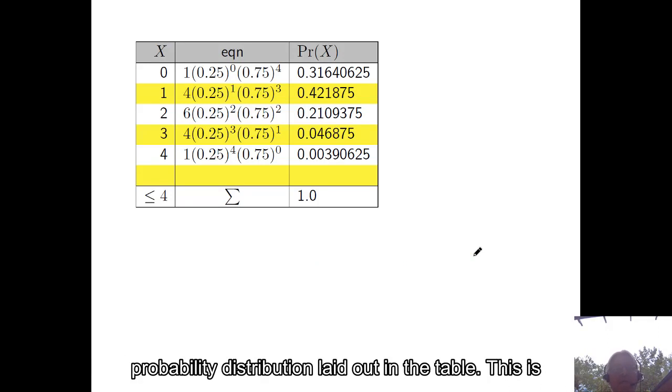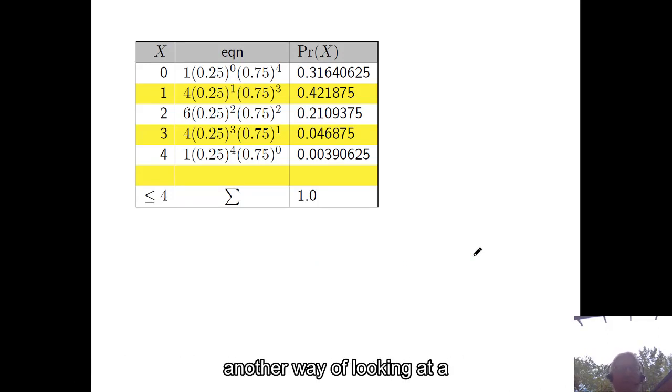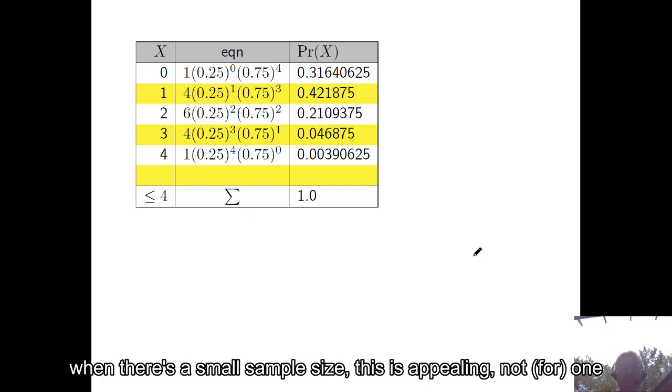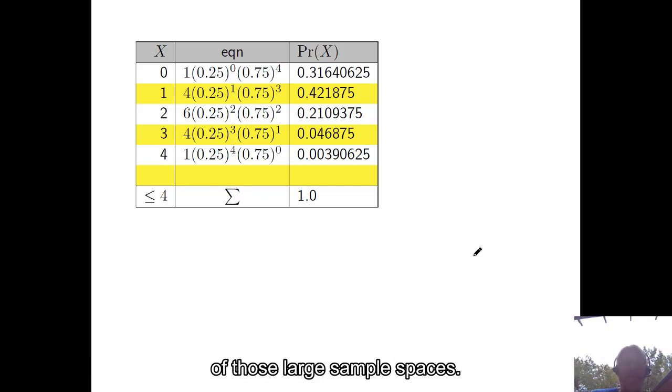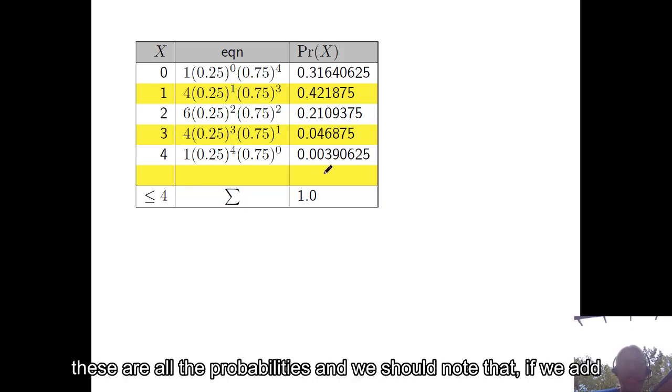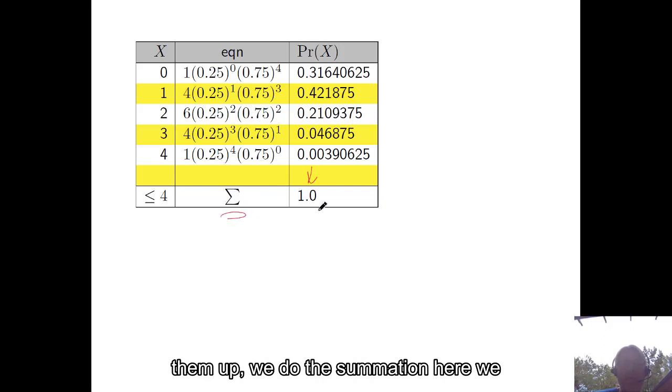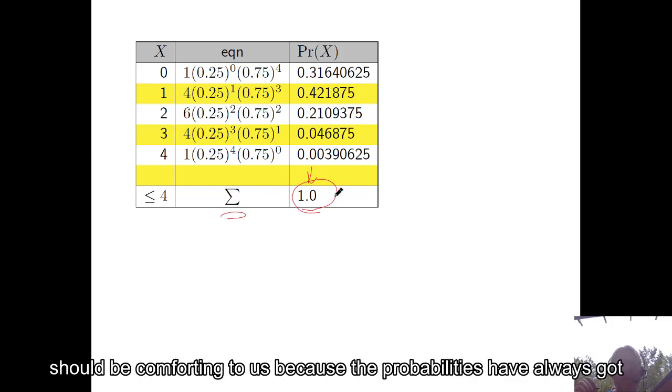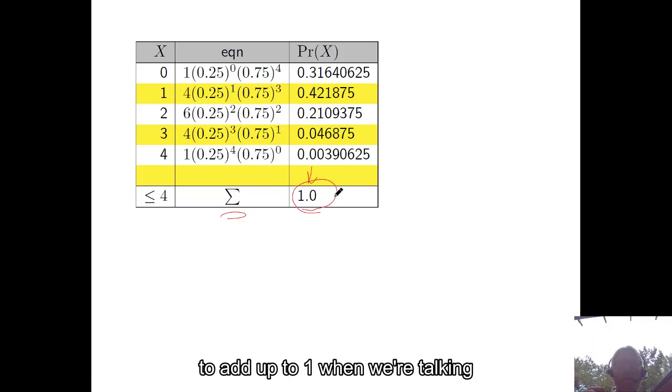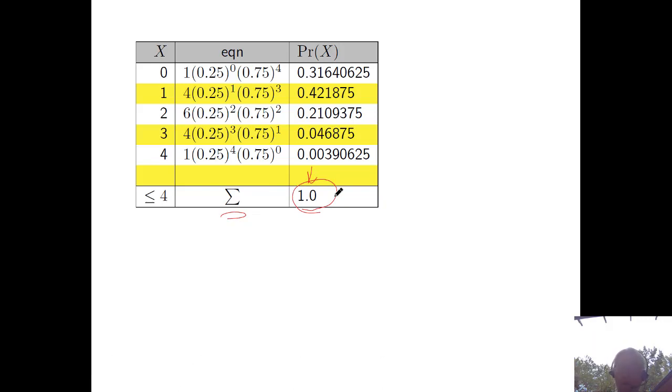Here is the full probability distribution laid out in a table. This is another way of looking at a probability distribution. Certainly when there's a small sample size, this is appealing, not when there's a large sample space. Okay, so these are all the probabilities, and we should note that if we add them up, we do the summation here, we get a probability of 1, so that should be comforting to us because the probabilities have always got to add up to 1 when we're talking about all of the mutually exclusive options.